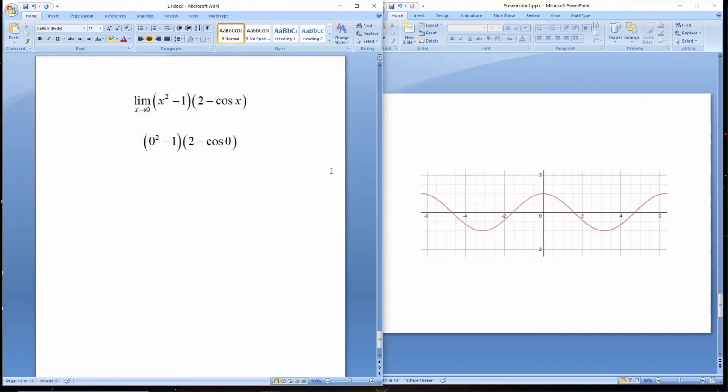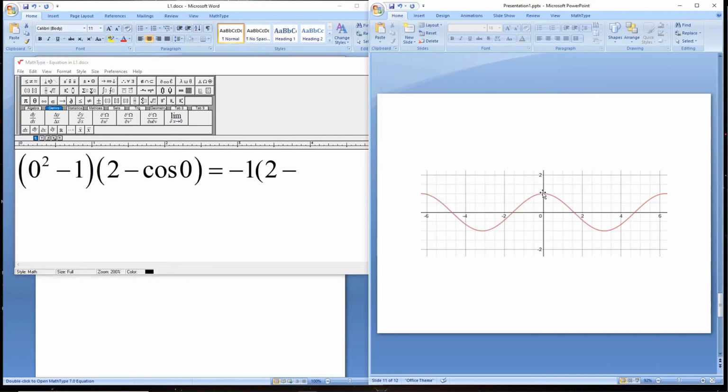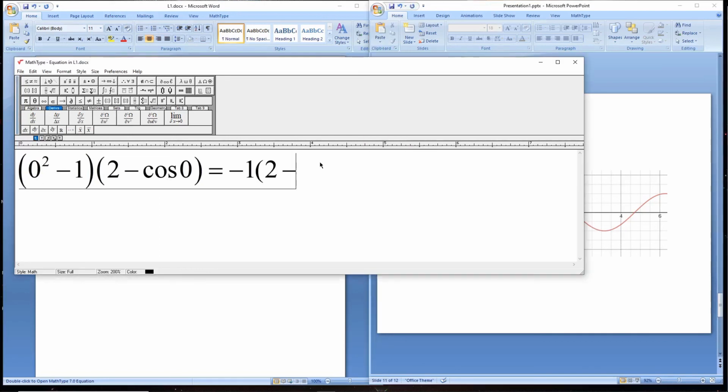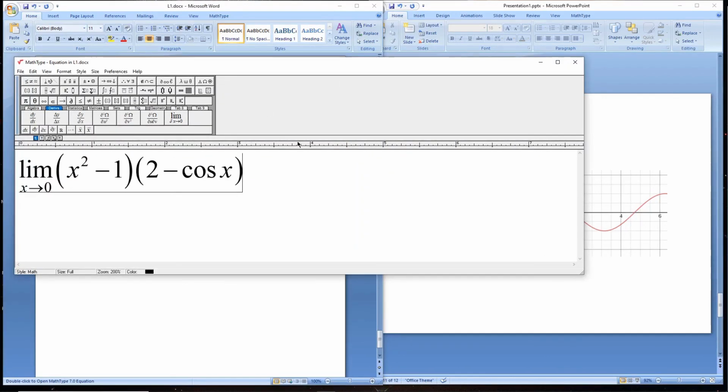And so what do we have from there? So we have 0 minus 1. And then we have 2 minus cosine of 0. Cosine of 0 is right here. And cosine of 0 is 1. And that is our answer for this limit, minus 1.